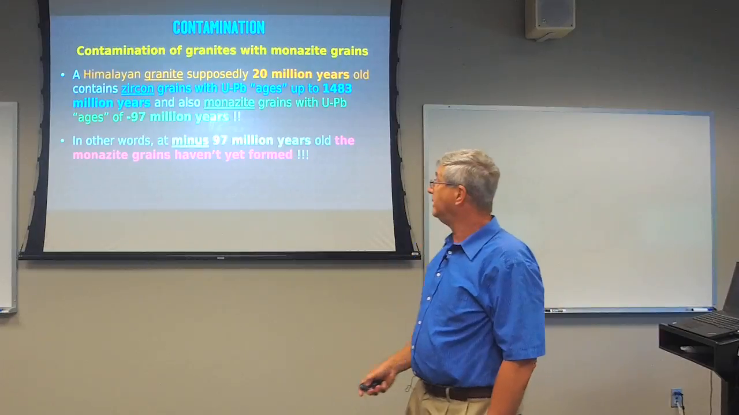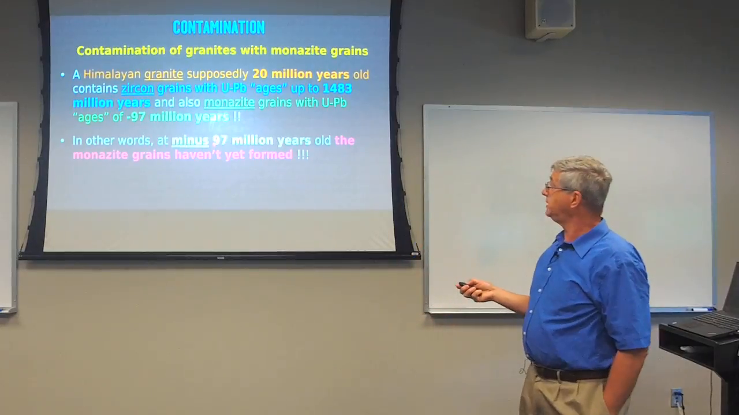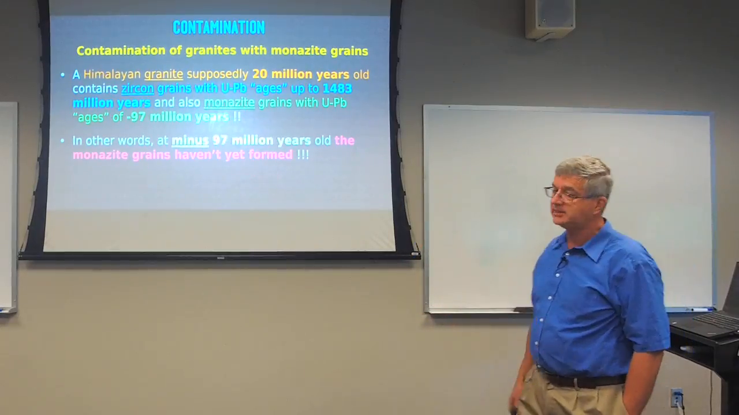Well, what does that mean? The minus 97 million years means the monazite grains haven't yet formed.